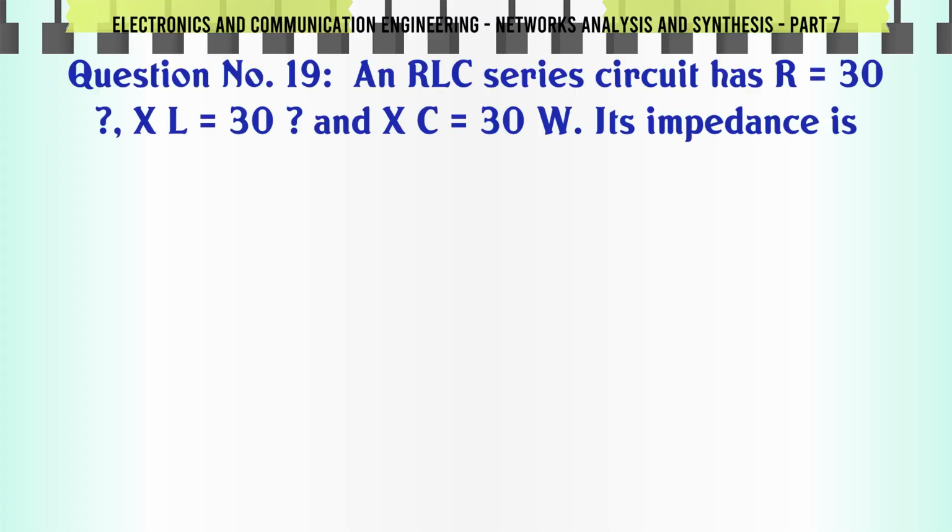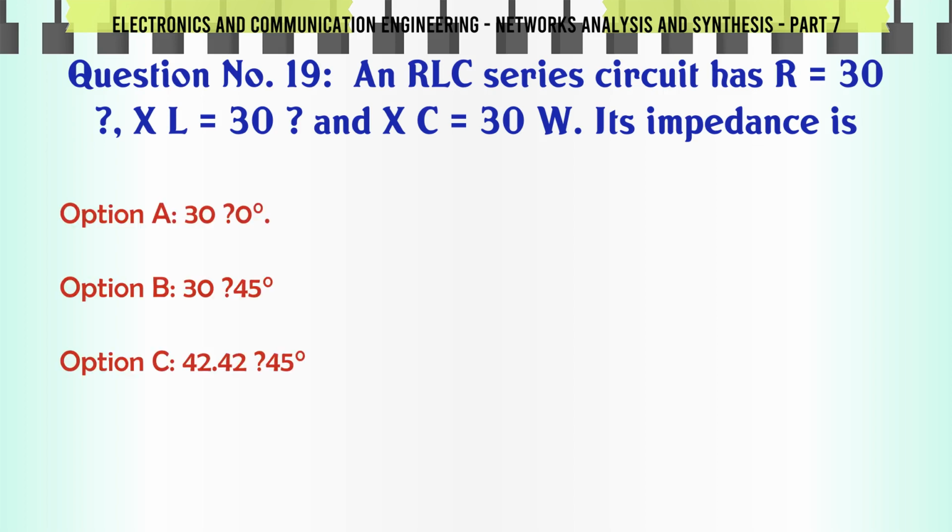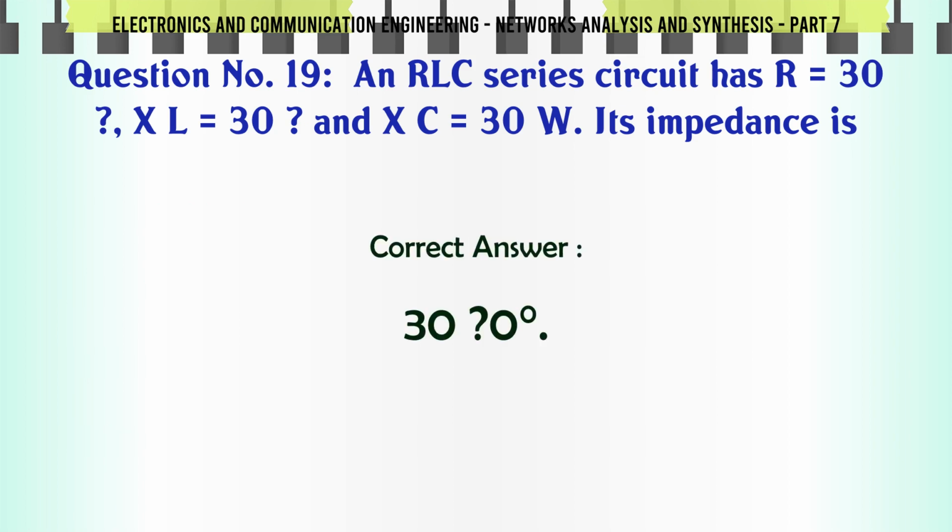An RLC series circuit has R = 30 Ω, XL = 30 Ω and XC = 30 Ω. Its impedance is: A, 30; B, 30∠45°; C, 42.42∠45°; D, 90∠45°. The correct answer is 30.